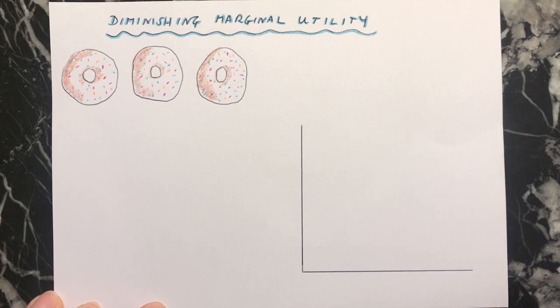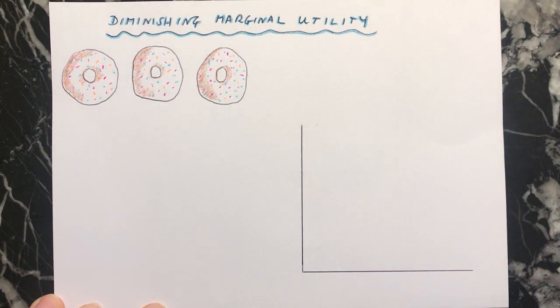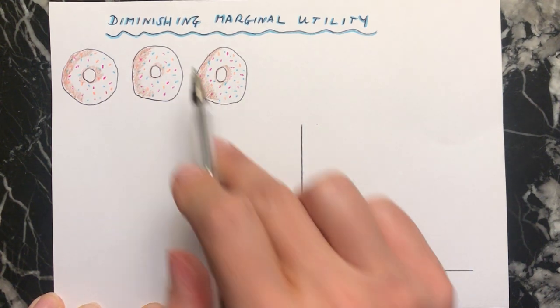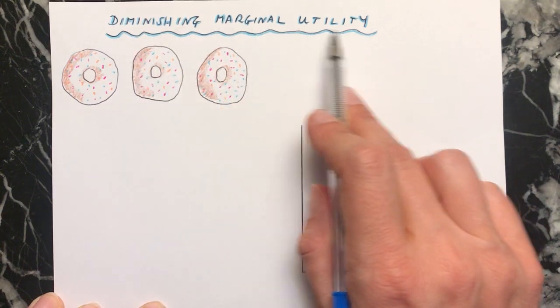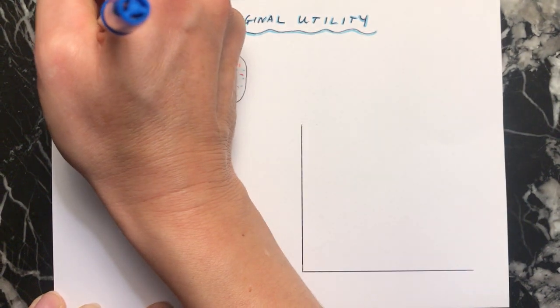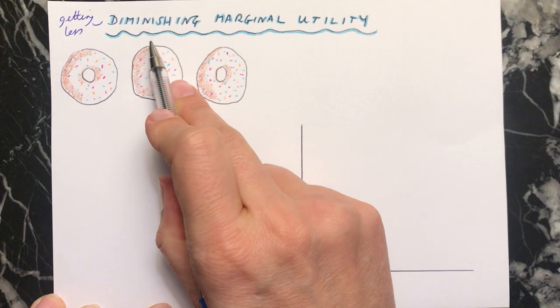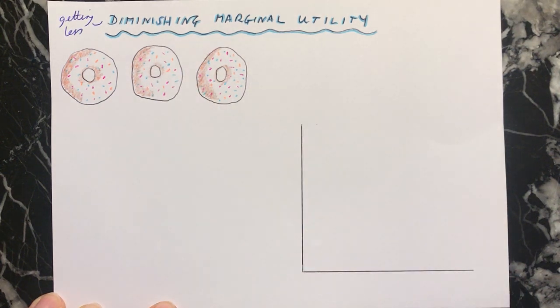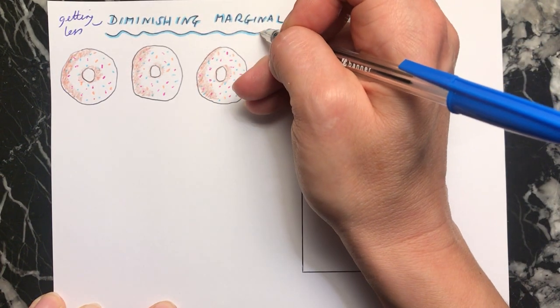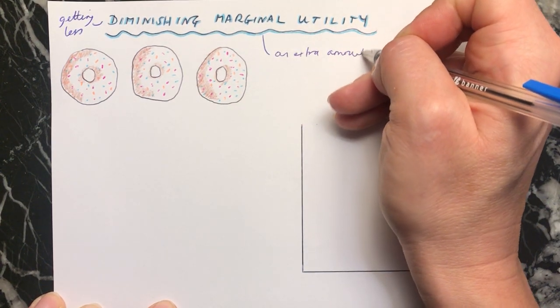Hi everybody, in this video I'm going to explain this concept of diminishing marginal utility, and this relates to demand. First of all, we're going to talk about donuts in a minute, but I want to just break down this expression. If something is diminishing, it's getting less and less. In economics, marginal means an extra amount of something.